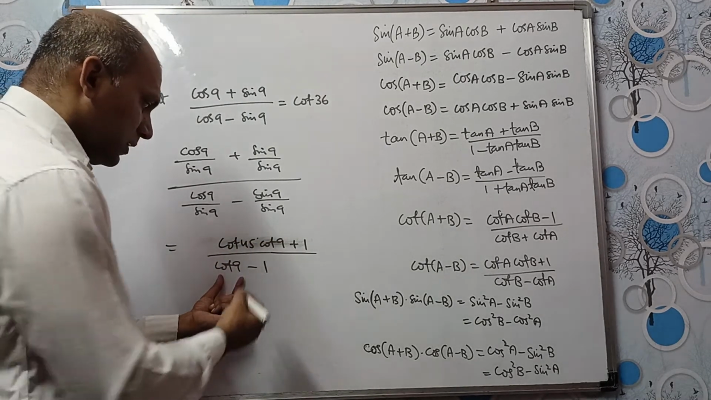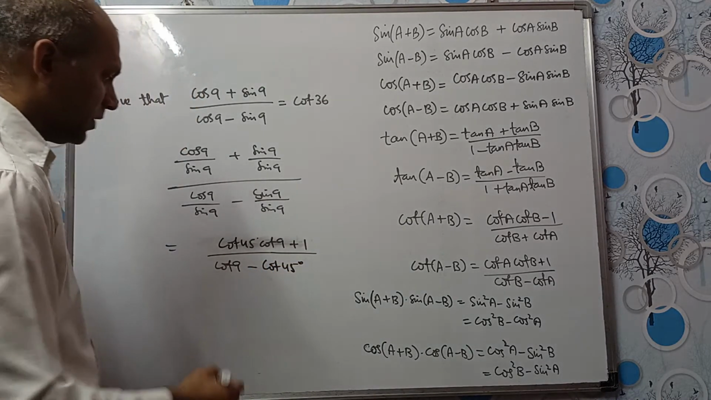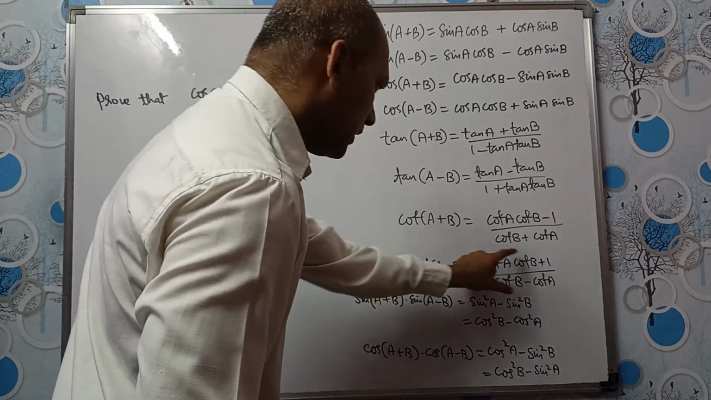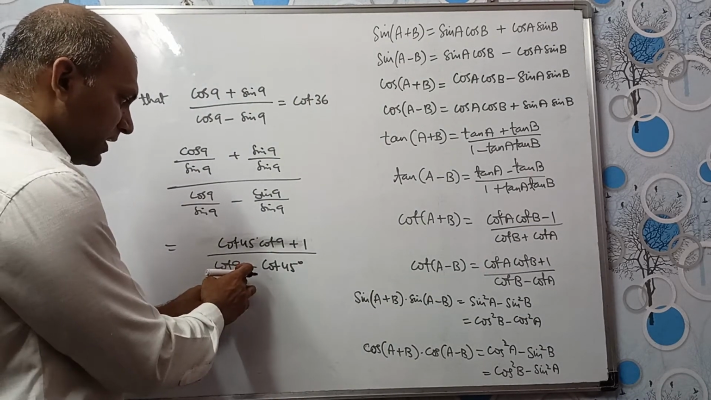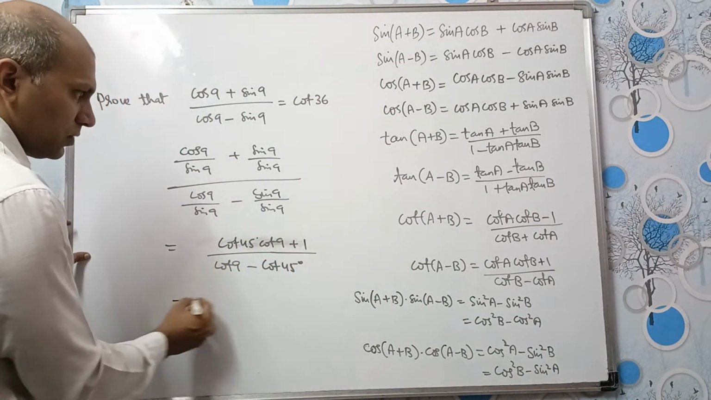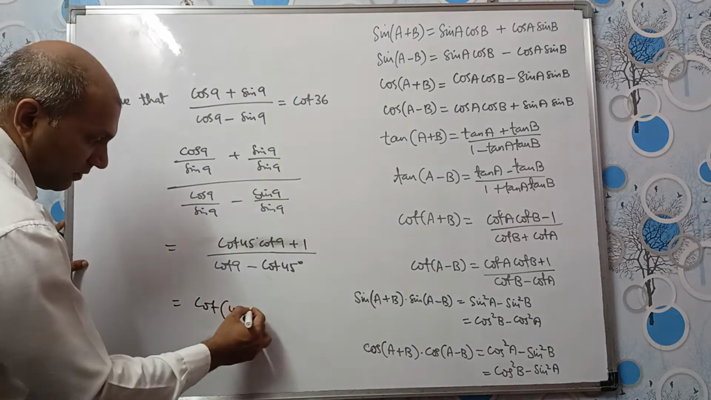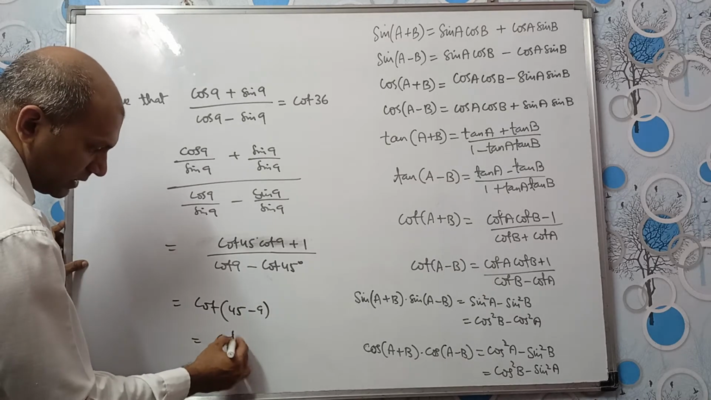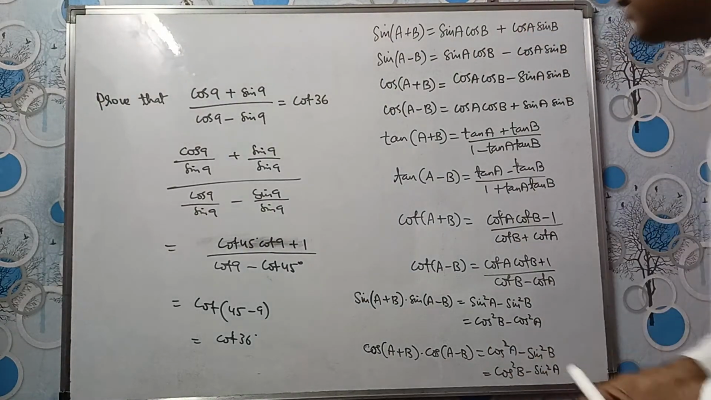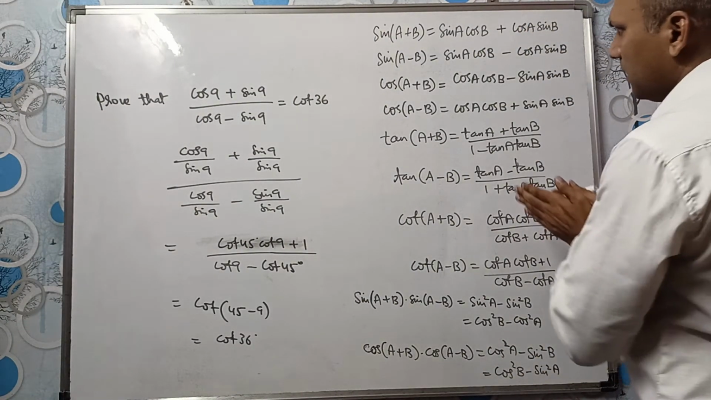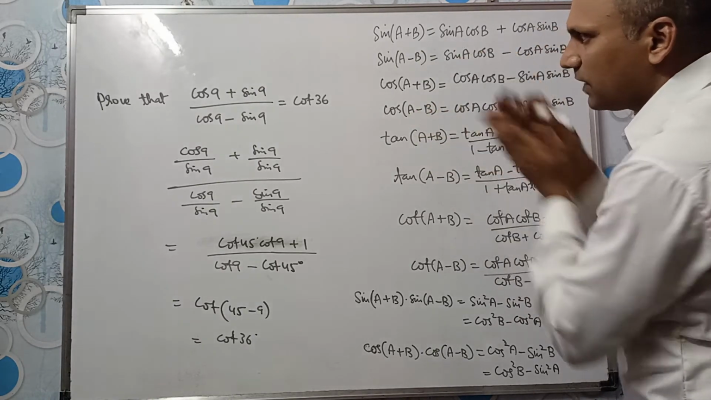So this is cot 9, and here in place of 1 let us write cot 45. So this is of this form now: (cot A cot B plus 1)/(cot B minus cot A). So B is 9, A is 45, right? So can we write it as cot(A − B)? Yes, A is 45, B is 9. So cot(45 − 9) is cot 36. So cot 36, okay? So observe the problem carefully and check which identity or which formula we can apply.